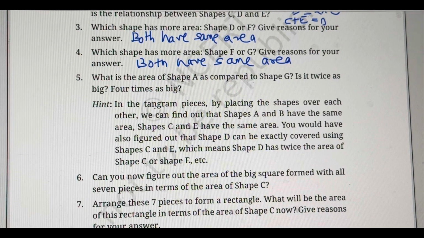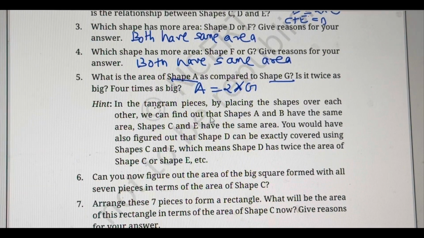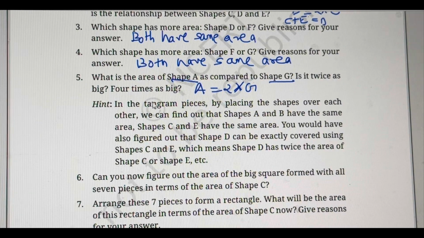Question number 5, what is the area of shape A compared to G? We just saw that it is twice, so A is 2 multiplied by G, right? It is twice as G and not 4 times. Fine. Here some hints are given.